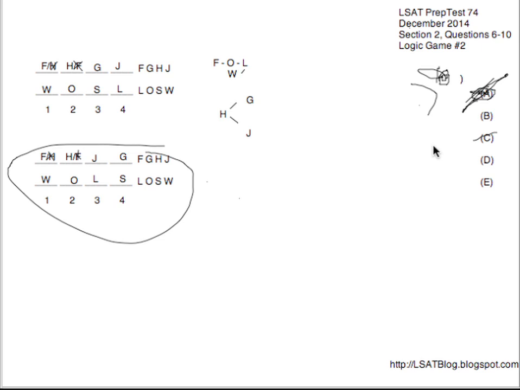S earlier than J doesn't happen in 10, so that's not a must. And W earlier than G happens in 10, but in number 8, we could have had W with G at the same time. So E's gone, leaving B by elimination for number 7, and that's the game.